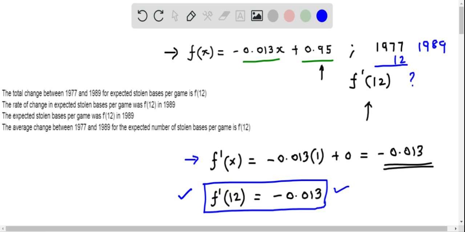So if we look at the options, we see that this exactly matches the interpretation of f prime of 12. That is, the rate of change in expected stolen bases per game was f prime of 12 in 1989. So this is the correct answer choice.